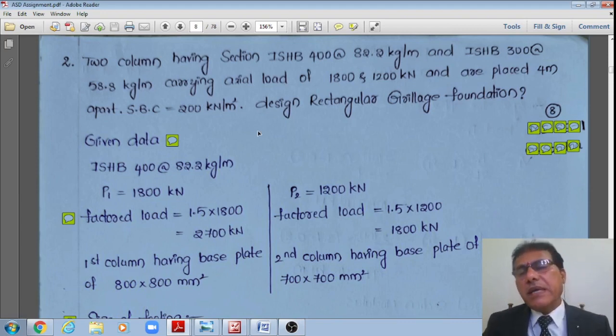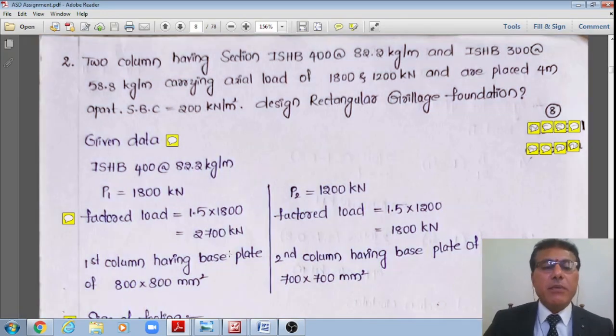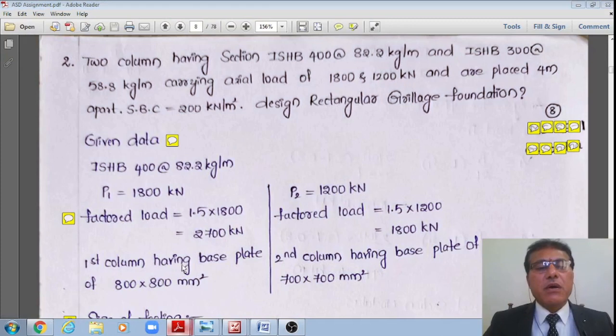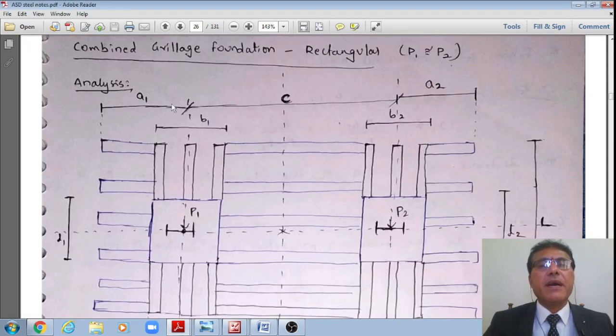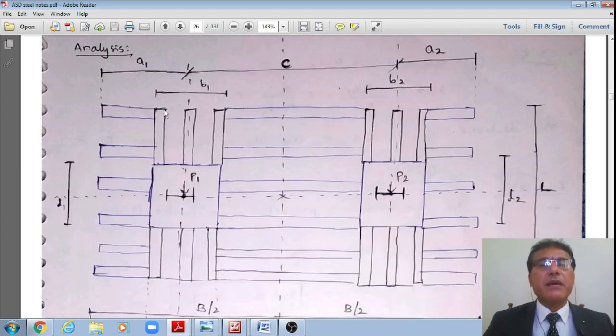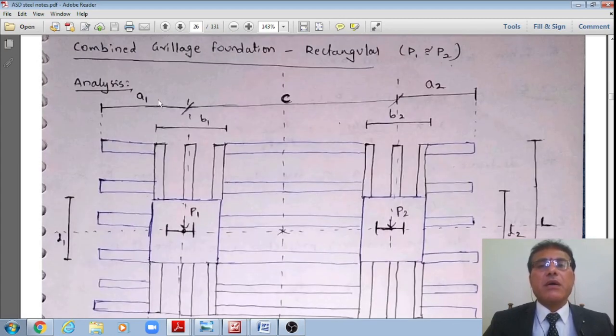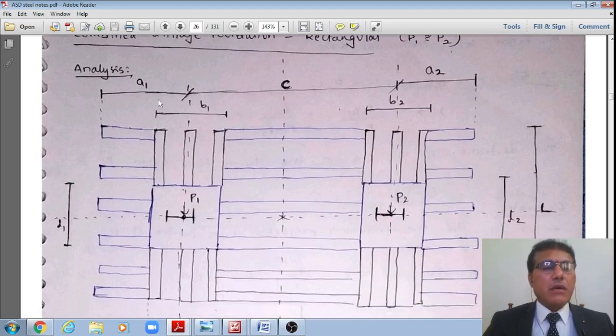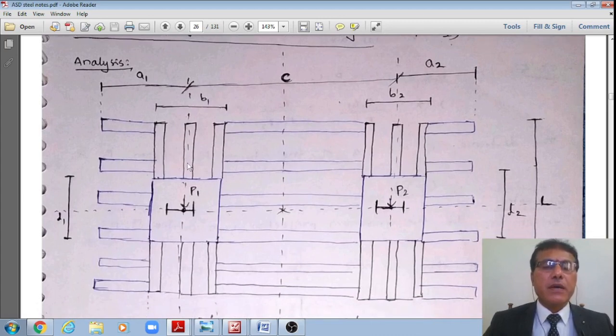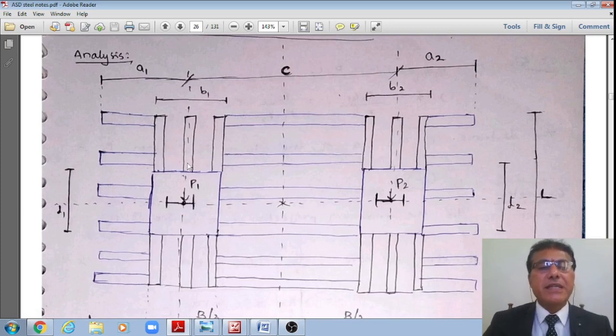ASD1, ASD2 and ASD3 elaborately explained how to proportion the rectangular grillage foundation. Or let me see this. I have just explained like this, right? The combined rectangular grillage foundation, how the analysis should be done, and how the proportioning should be done, and this is how the schematic should be done, right? I'm just recalling that. For elaborate discussion, you may revisit the previous videos, ASD1 and ASD3, right?